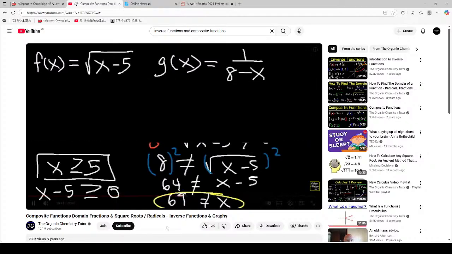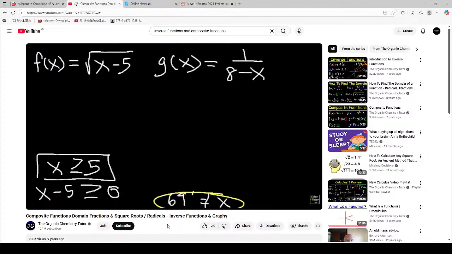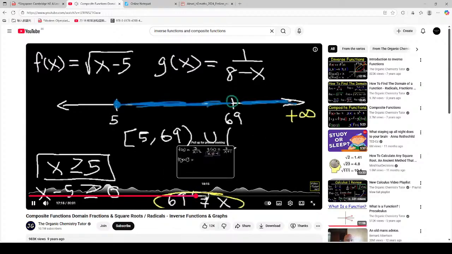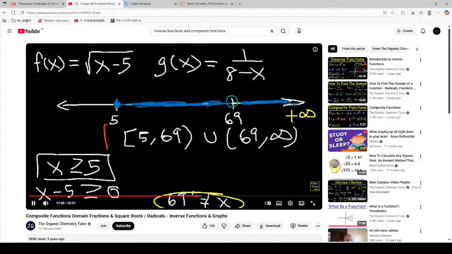So before we write the answer using interval notation, let's plot the solution on a number line. It helps if you do it that way. So let's say 5 is to the left and 69 is to the right. So this is the answer.